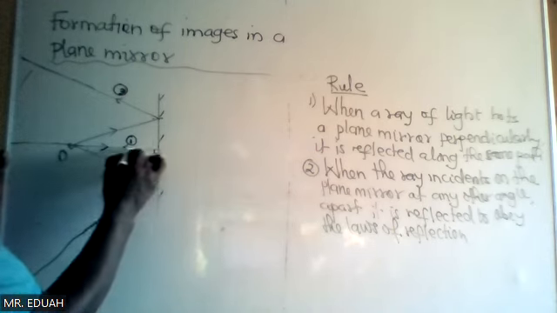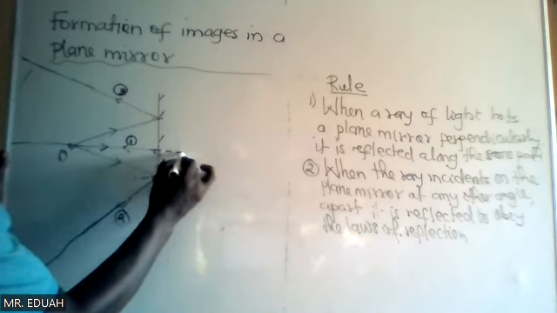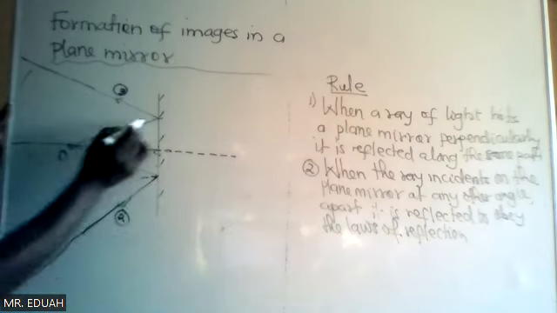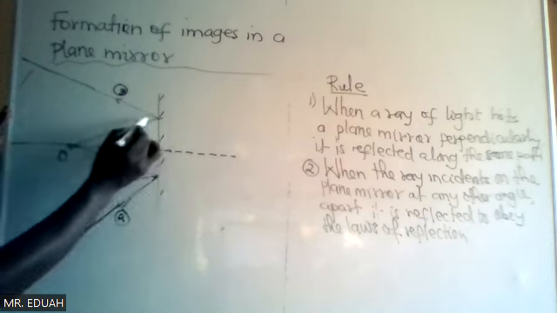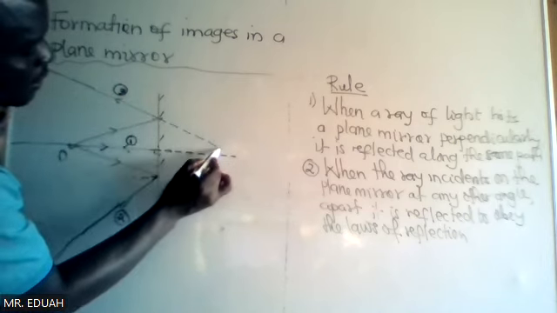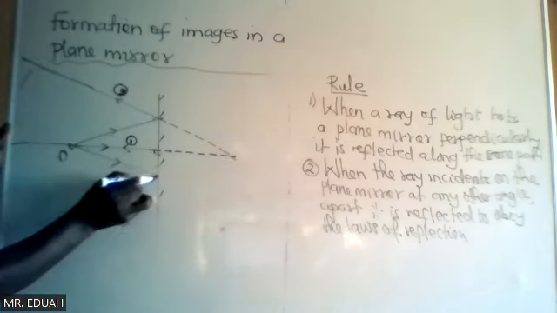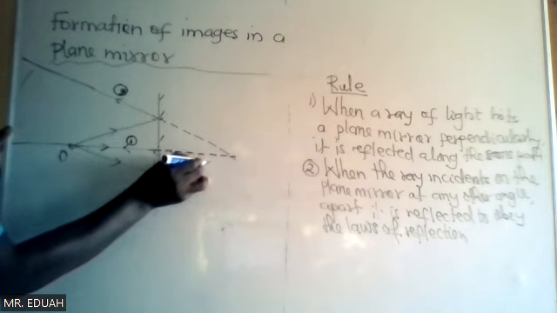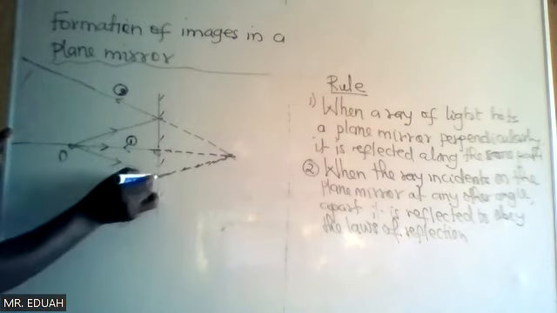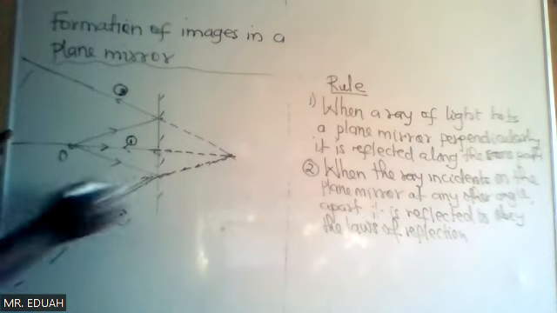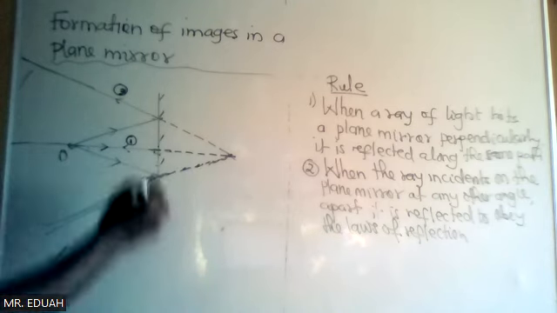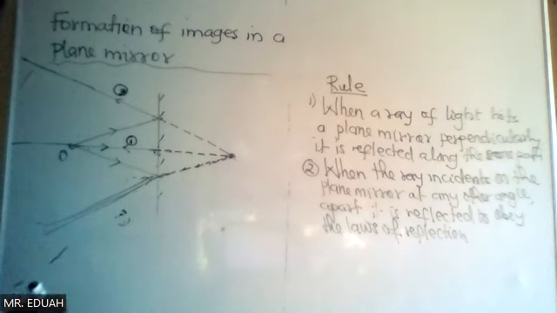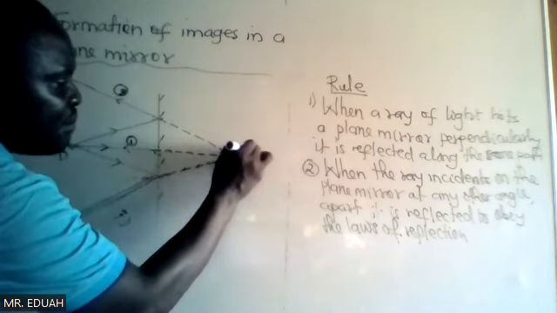What do I mean by they look like? When I extend this reflected ray backwards, and because it's a virtual thing, that's why we represent it by broken lines. So you extend all the reflected rays backward. Because it's freehand, it's not giving me an accurate thing. Next time I'll use a straight edge. So if you extend the reflected rays backward, then they would appear to be meeting at this point. Where they appear to meet will be the position of the image.